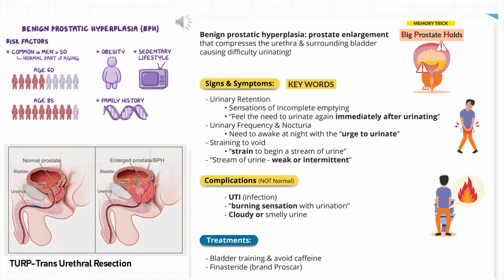So the TURP procedure is through the urethra. That way there's no external incision, and they will go in with laparoscopic cameras and little clipper things and remove the excess of that prostatic tissue that's blocking that urethra. This helps to reduce that urethral obstruction.